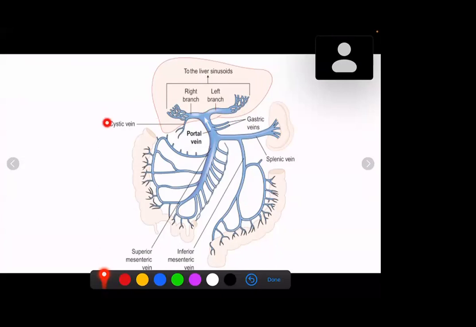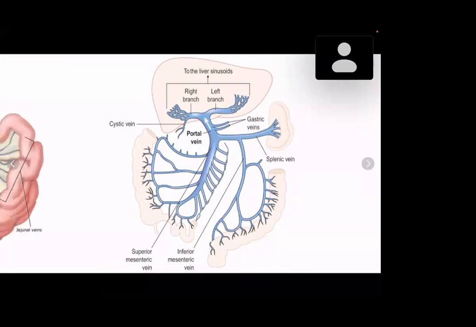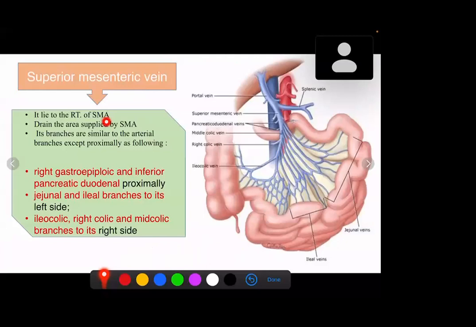The cystic vein, when present, will join the mesenteric vein. As we said, it is supplied by the artery, but the difference is proximally. It receives the right gastroepiploic and the inferior pancreaticoduodenal. Okay, and this is the difference. We have the right gastroepiploic and the inferior pancreaticoduodenal, and the jejunal and the other branches on the left, and ileocolic, right colic, middle colic on the right side, just like the artery.